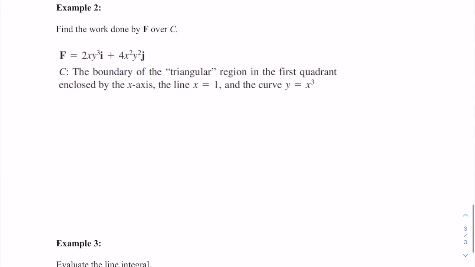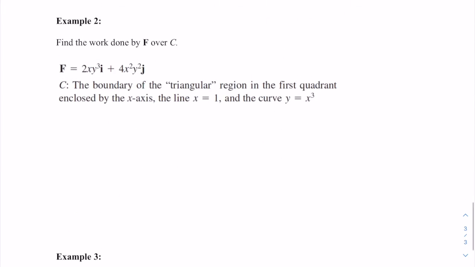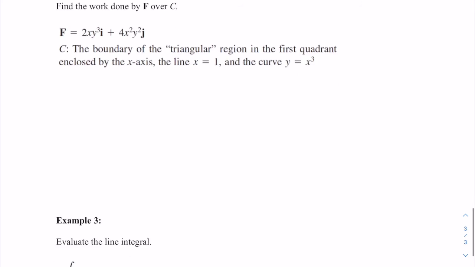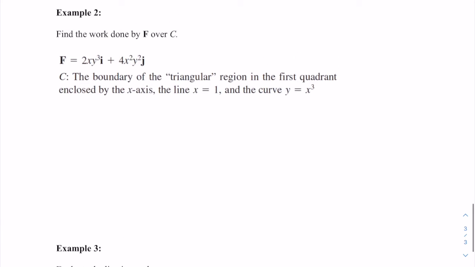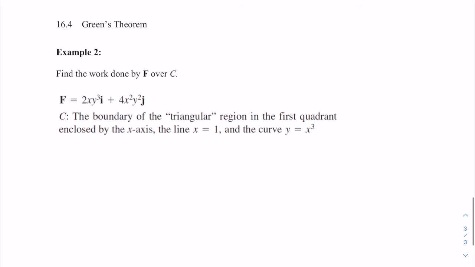Okay, let's look at example 2. So example 2 is asking to find the work done by this vector field over the curve C, where the curve C is another triangular region in the first quadrant, enclosed by the lines x equals 1, and y equals x cubed, and the x-axis. So let's just sketch out what C looks like real quick.